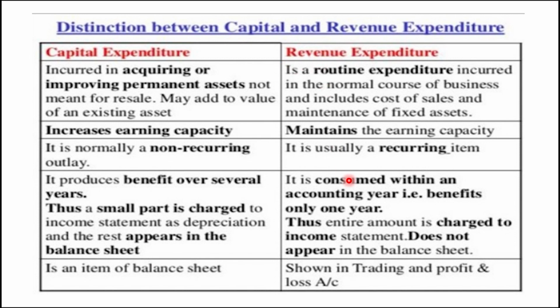And if we talk about revenue expenditure, it is consumed within an accounting year, that is, it benefits only for 1 year. Thus the entire amount is charged to income statement, it does not appear in the balance sheet. Capital expenditure is an item of balance sheet, whereas revenue expenditure is shown in trading and profit and loss account. So these are the two major types of expenditures.